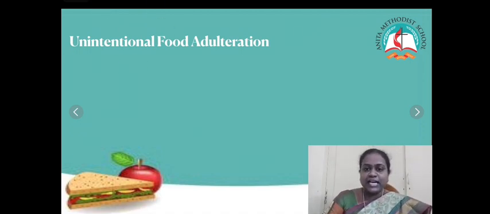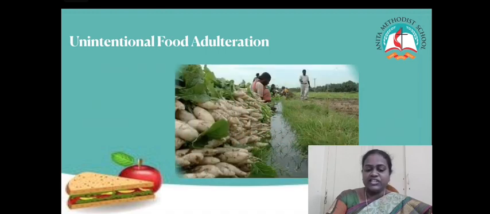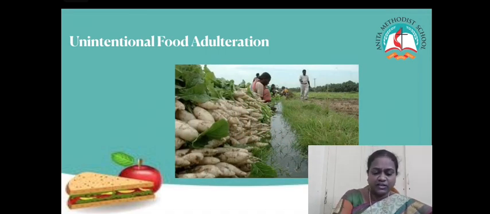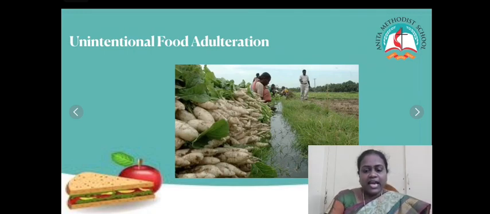Accidental food adulteration is unintentional. Can you see this picture? Okay. Where does it happen? It's somewhere far away from a city. Okay. A person who's planting the seeds far away from the city.